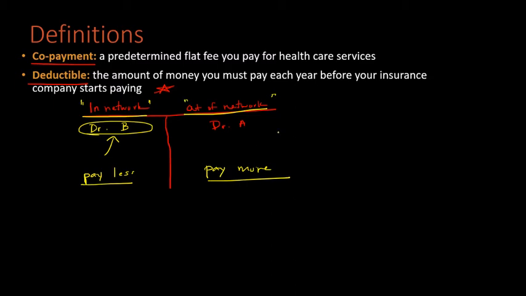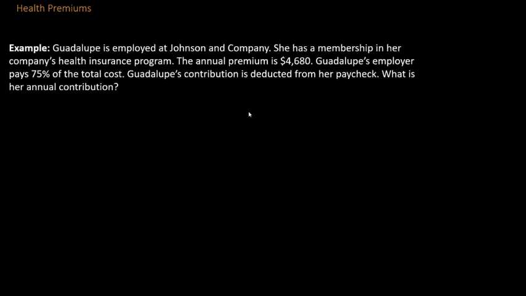Okay, now let's get into just a couple examples. We're still kind of warming up towards the main topic that I want for us to work on today. And before we get there, I just want to practice a little bit with annual contributions. So for example, let's say that we have someone, Guadalupe, employed at Johnson & Company, and she has a membership in her company's health insurance program.